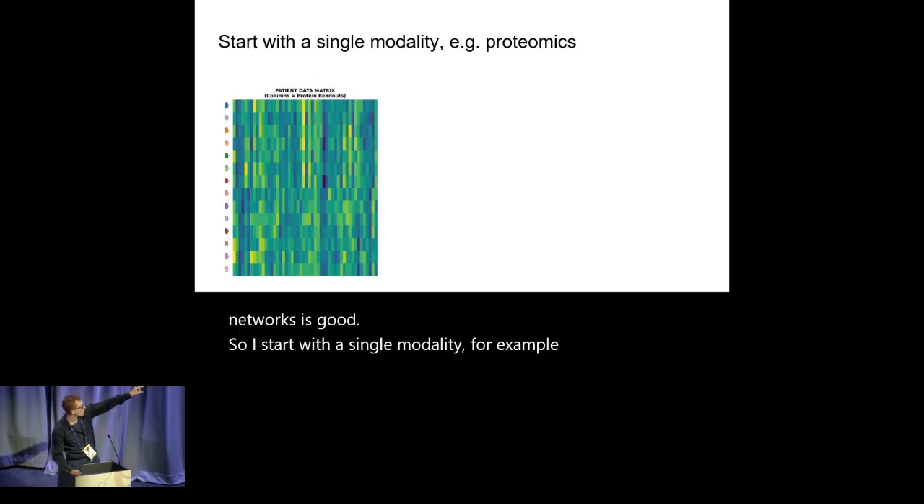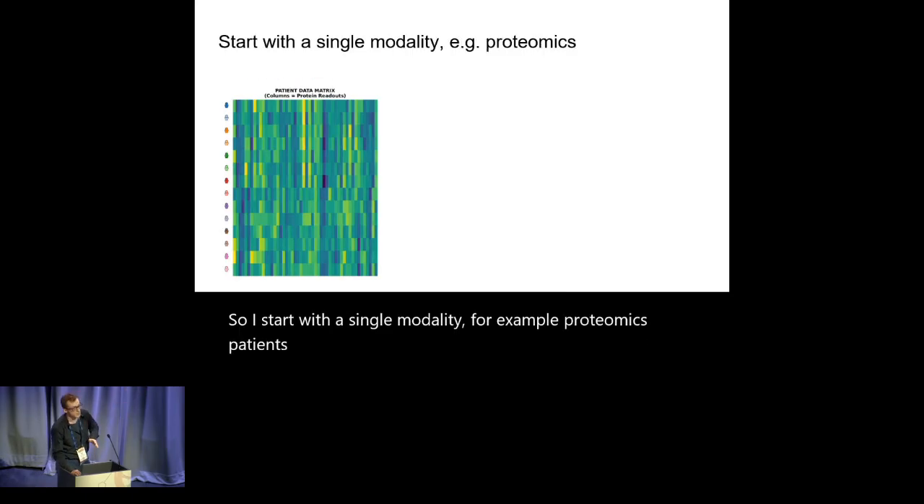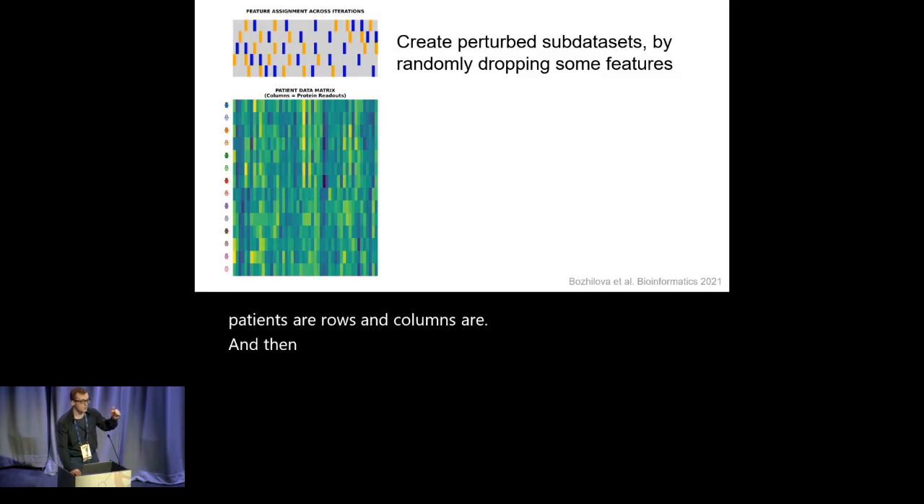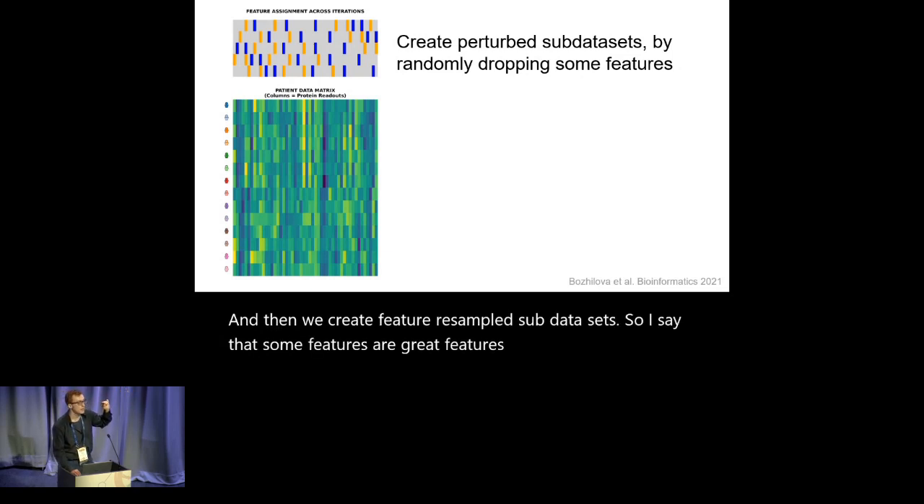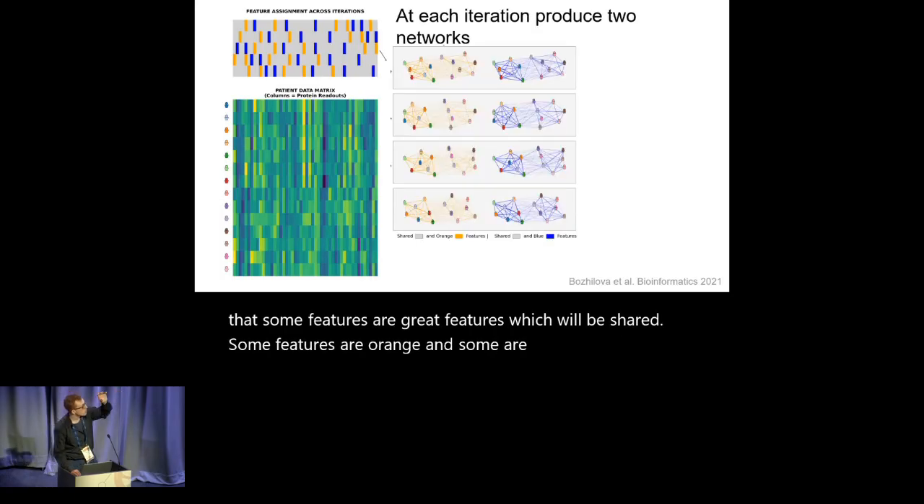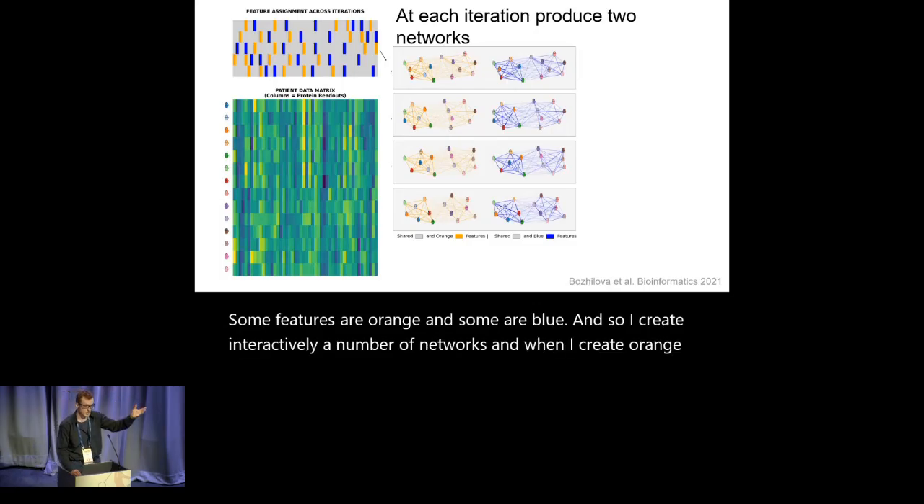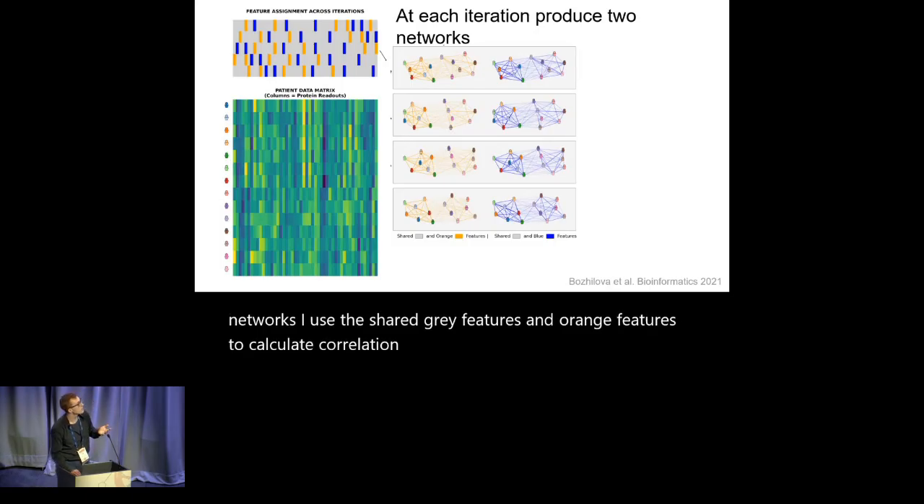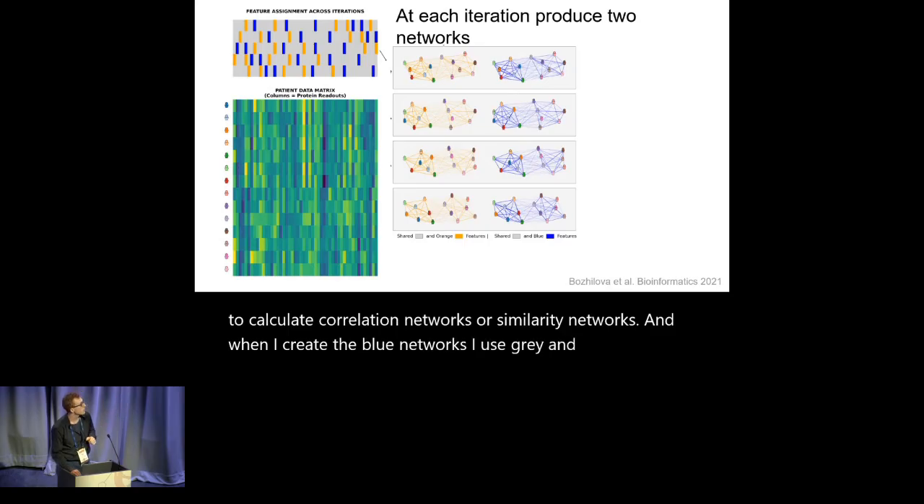Patients are rows and columns are the proteins. And then we create feature resampled sub-data sets. So I say that some features are gray features, which will be shared. Some features are orange and some are blue. And so I create iteratively a number of networks. And when I create orange networks, I use the shared gray features and orange features to calculate correlation networks or similarity networks. And when I create the blue networks, I use gray and blue features.